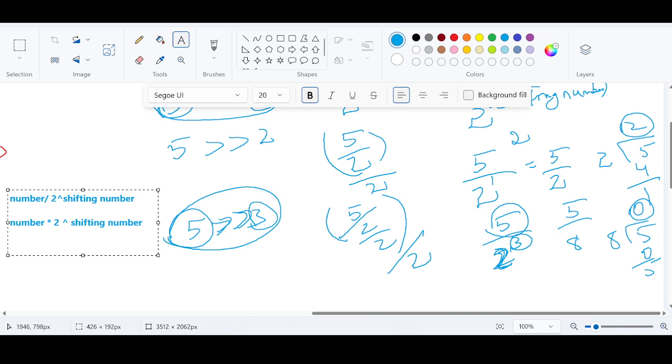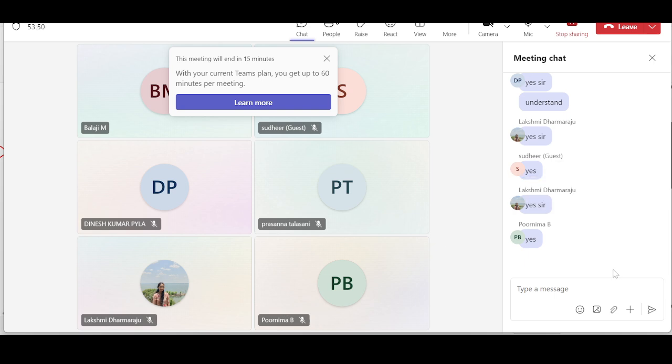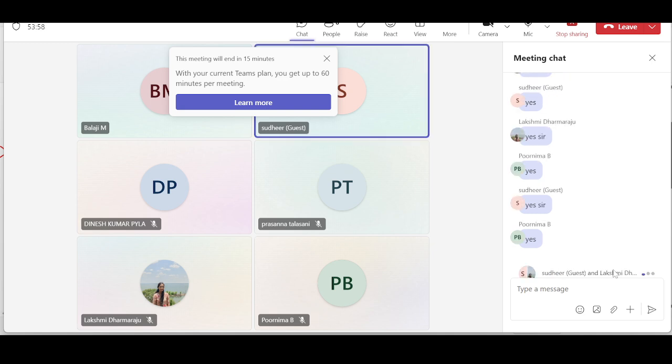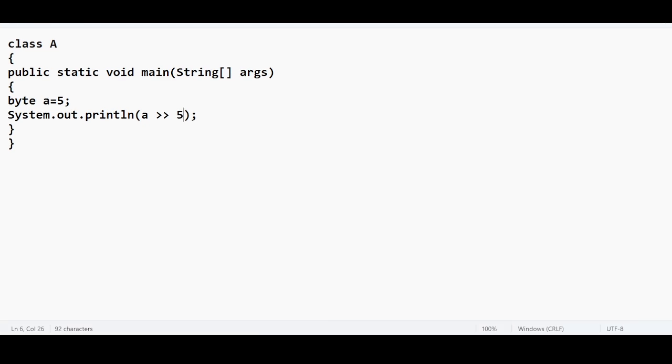Making sense, everyone? This is for left shift. Type yes in the chat box if you understood so far, or if any confusion is happening. Everyone? What if it is a decimal? Which one? If a equals 5.5.